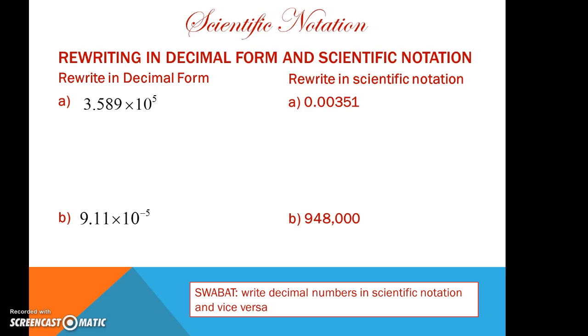Our SWABAT is to write decimal numbers in scientific notation and vice versa. So we're going to go from two forms. We're going to go from decimal form to scientific notation, and then we're going to go from scientific notation to decimal form.